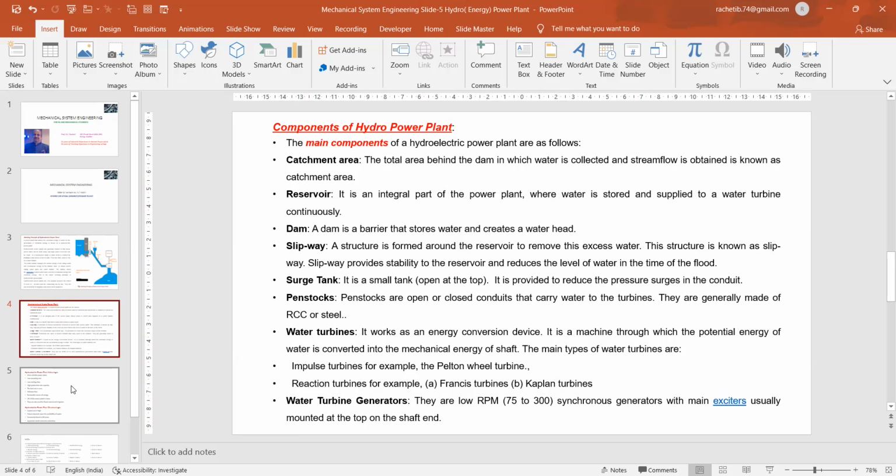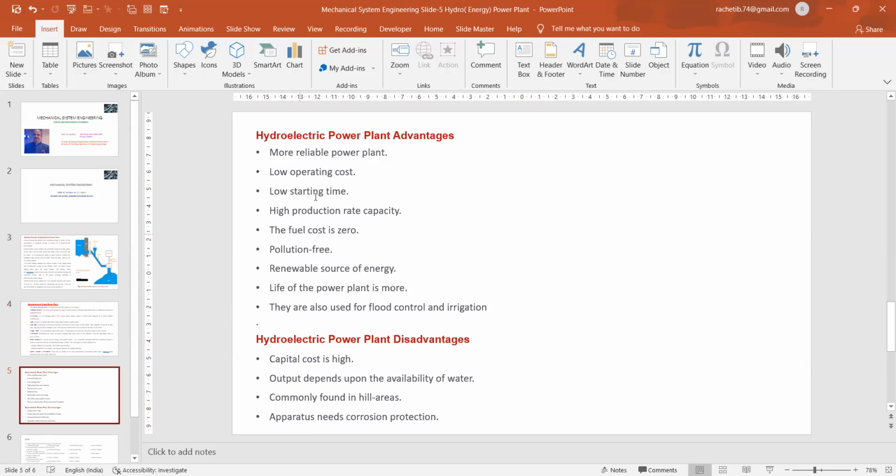Then the merits and demerits of the hydropower plant. So what are the merits? It is a more reliable power plant with low operating cost, because there is no need of extra fuel, oil, diesel, petrol or coal. So the operating cost automatically becomes very low, and there are also very few auxiliaries compared to the thermal power plant.